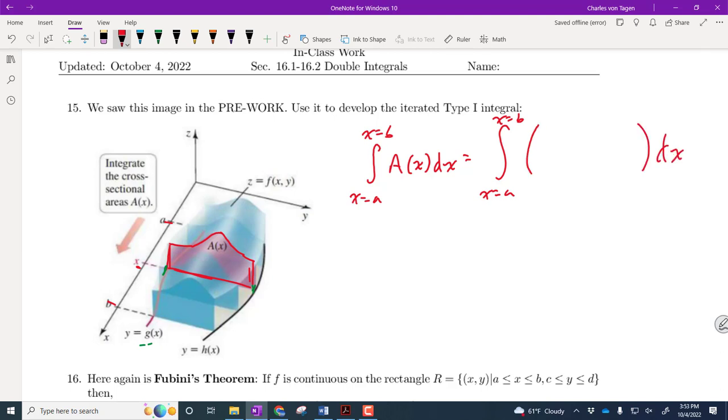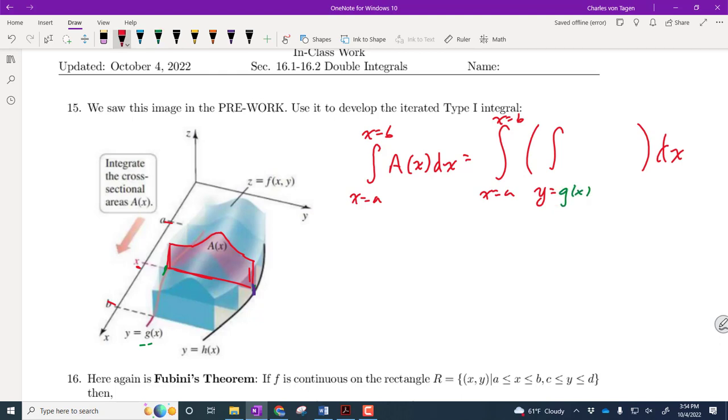Well, that a sub x is going to be the area of this shape right here. And for a fixed x value, I'm just going to compute an integral in y. So this will be the integral from y equals, the lower value is going to be this green value right here, which I'm reading as, for the fixed x value, I can find its y coordinate through this function g of x. So that's y equals g of x. Let's do that in green.